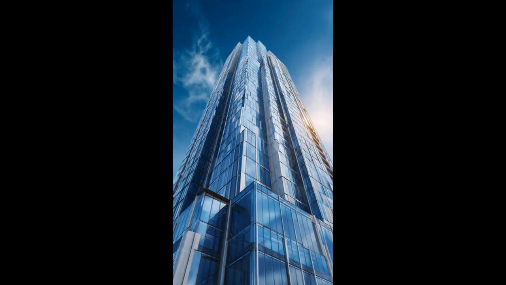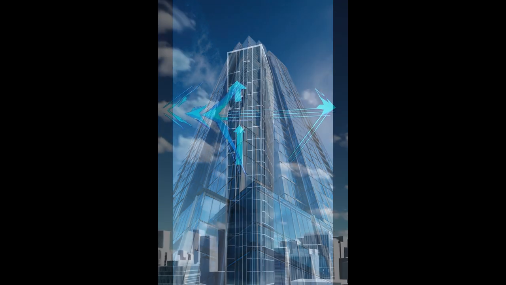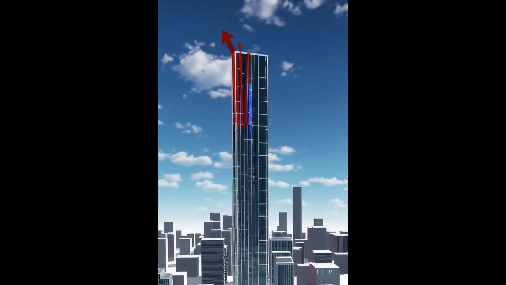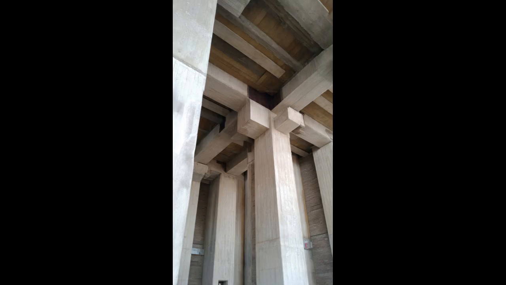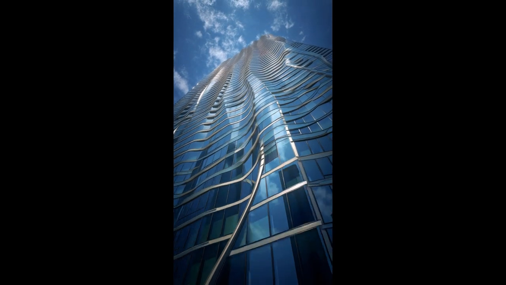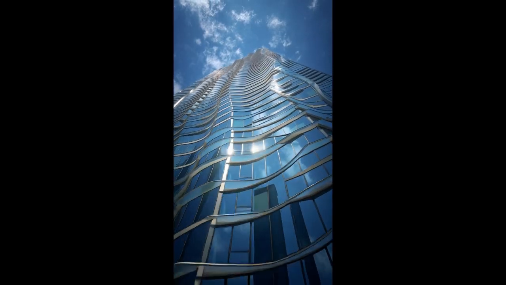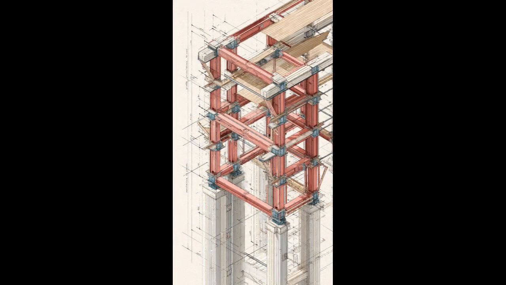Vertical loads include dead load from the building's own weight and live loads from occupants and furniture. These loads travel through columns and walls down to the foundation. Lateral loads are often more critical in tall buildings. Wind causes sway and vibration, while earthquakes produce dynamic forces. Buildings must resist these movements without discomfort or failure.